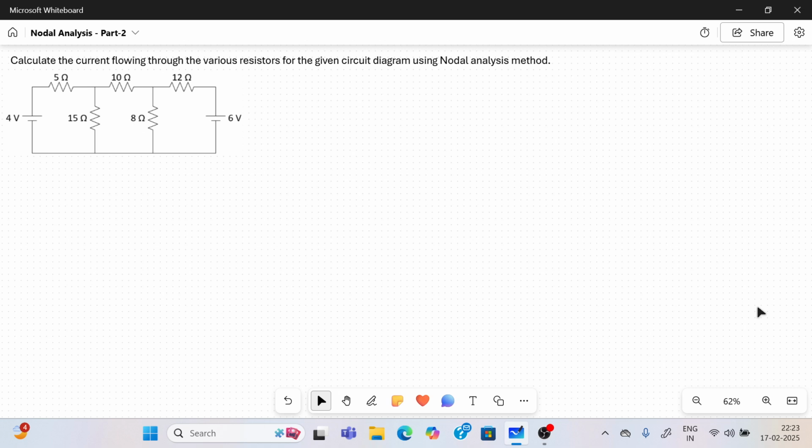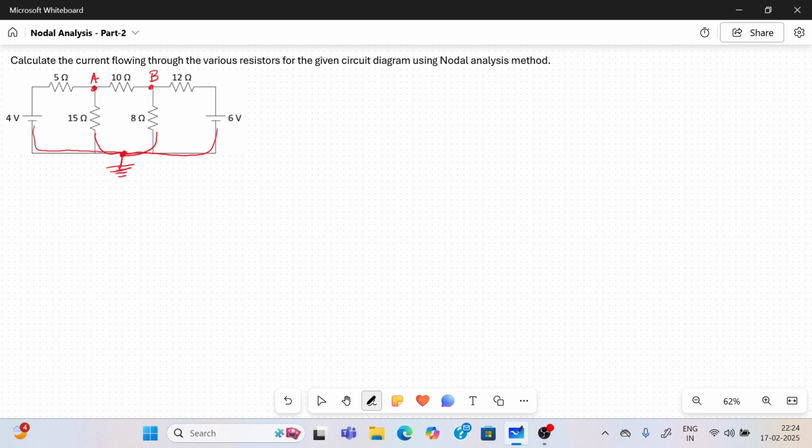First, you have to identify the number of junction points. As per this, the connecting point of the 5 ohm, 10 ohm and 15 ohm is junction A. The 10 ohm, 8 ohm and 12 ohm connect at junction B. Then another junction is at the bottom, where the 4 volt, 15 ohm, 8 ohm and 6 volt are all connected at the same time.